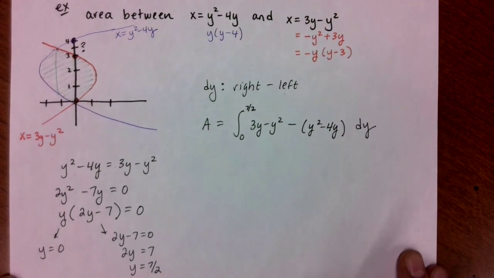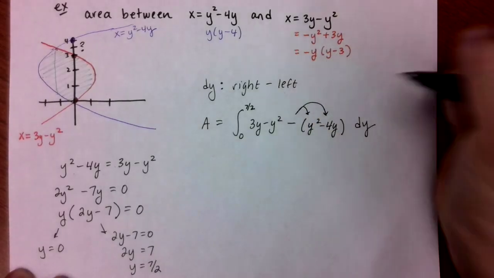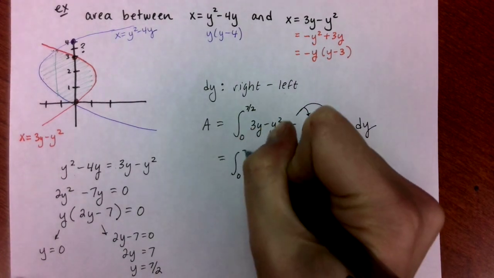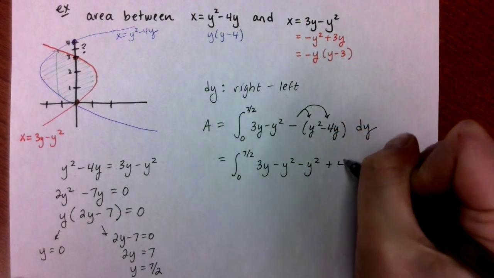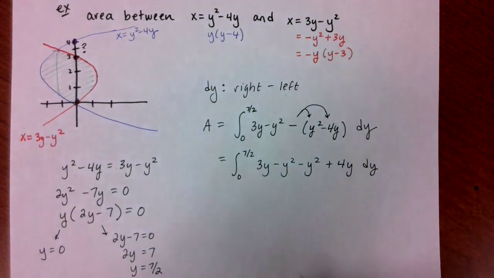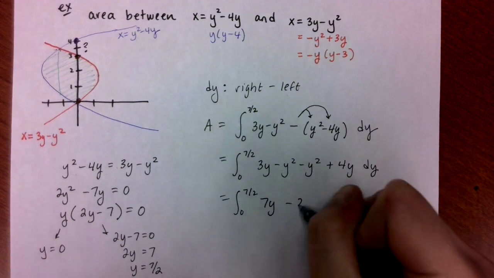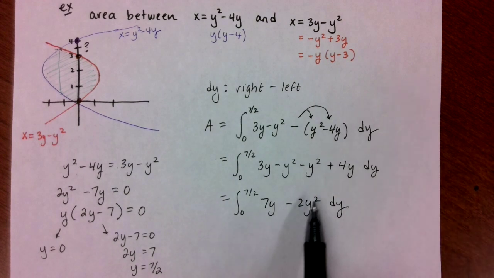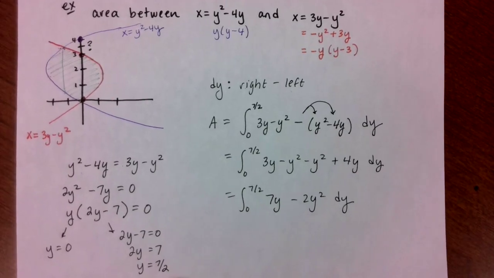In an actual test problem, you may be asked to compute the entire integral. So I'll go a couple of simplifying steps here just to show how I would get it to a doable point. I'm going to keep my bounds, distribute the subtraction, and then combine like terms. 3y plus 4y is 7y. And I get here. So then to do the full computation of the area, I would do the antiderivative of each part, plug this in, subtract the two, and you should get your total area.